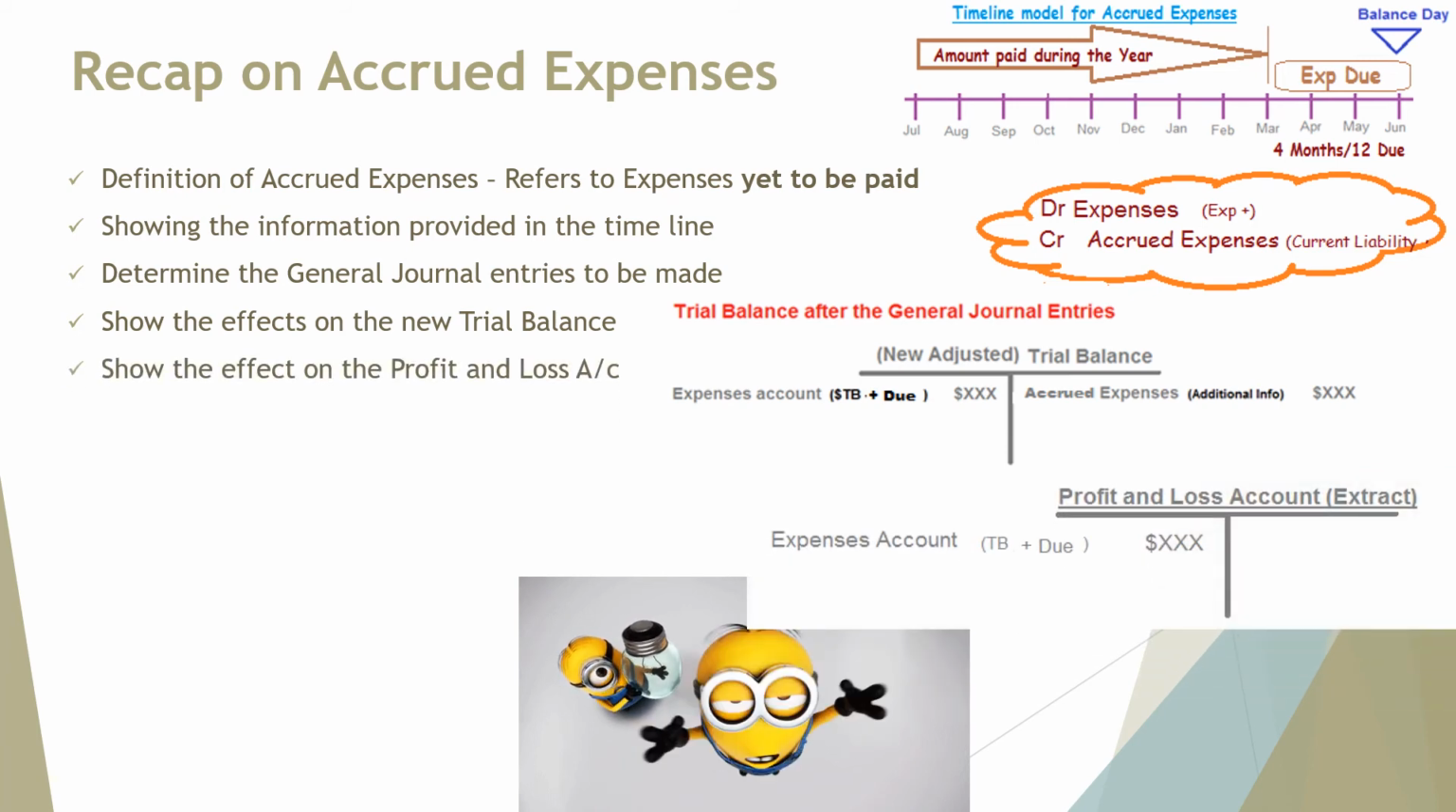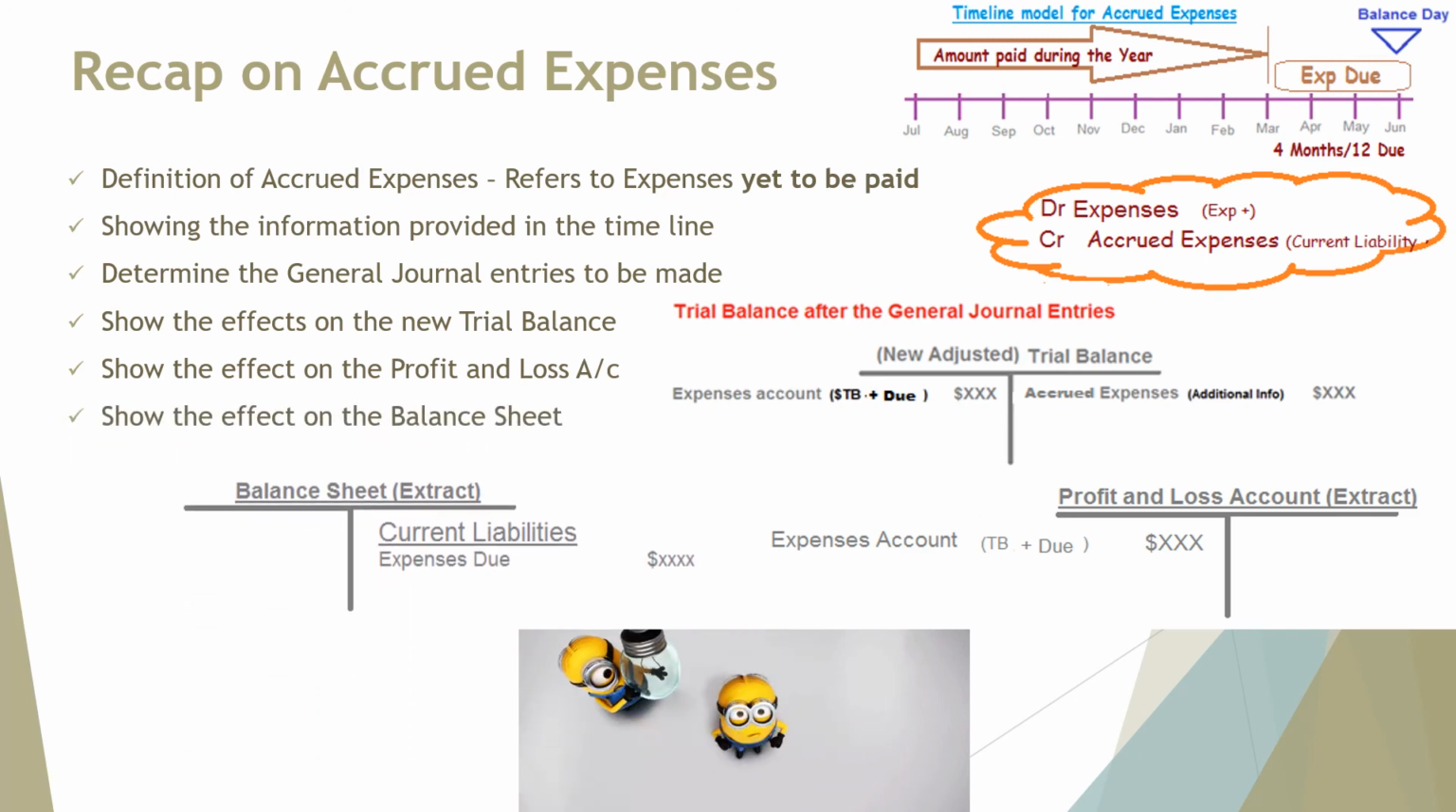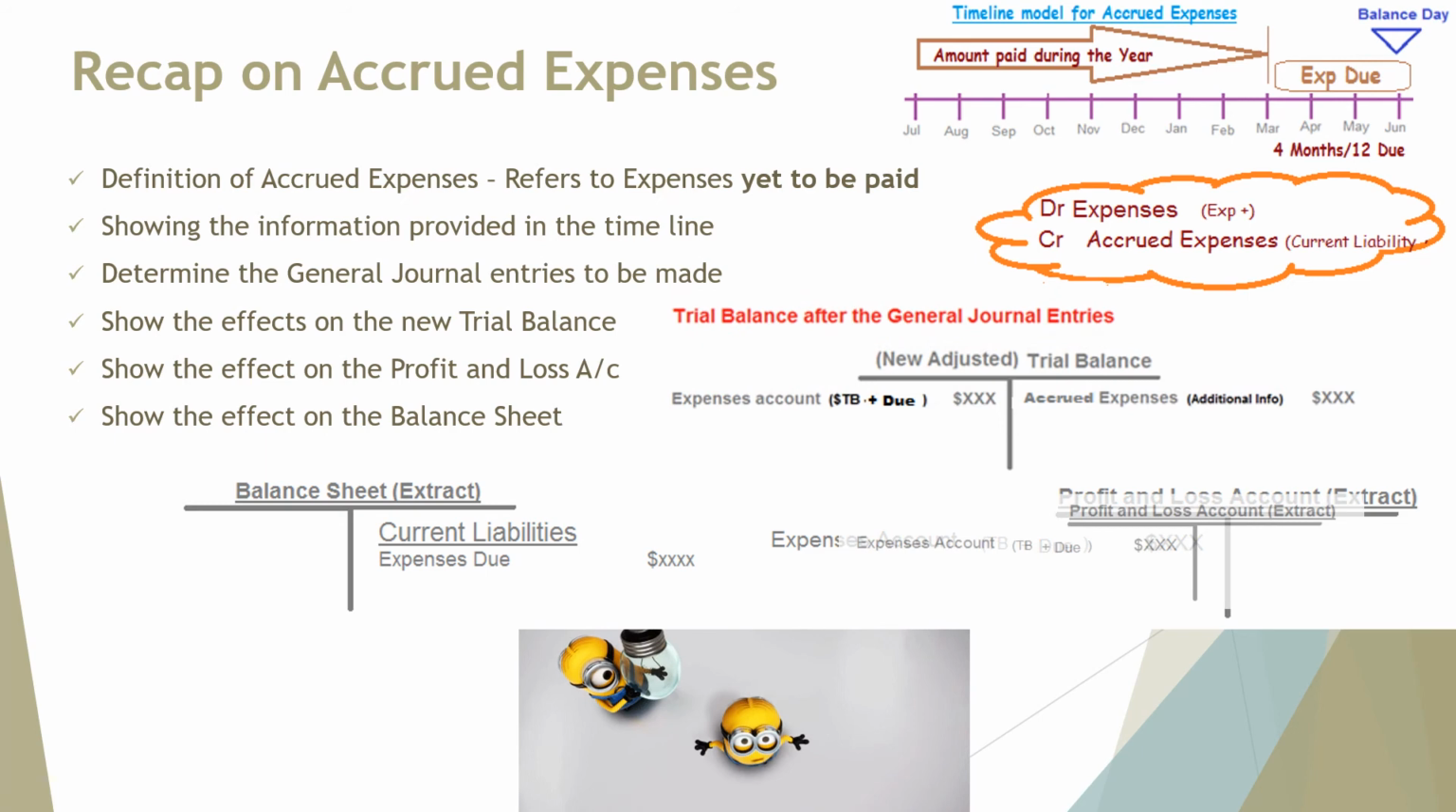Next, we show it on the profit and loss. Effects on the profit and loss: the expenses account will be on the debit side with a new amount, whereby we add the due and the total value of the older trial balance together. And lastly, the effect on the balance sheet: it will be on the credit side, current liability, expenses due. So in a nutshell, this is what we have just gone through. First, we go through the timeline, the journal entries, the effect on the trial balance, the effect on the profit and loss, and the effect on the balance sheet. The same thing will be repeated on to the next topic.